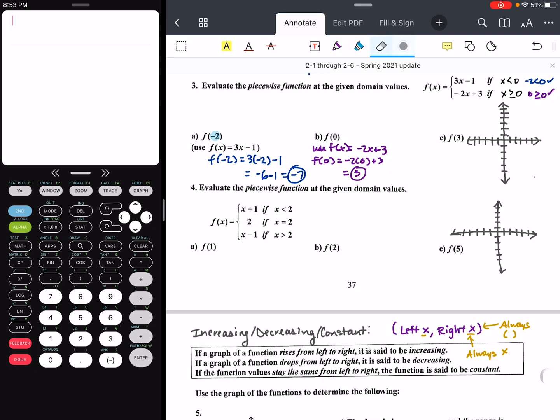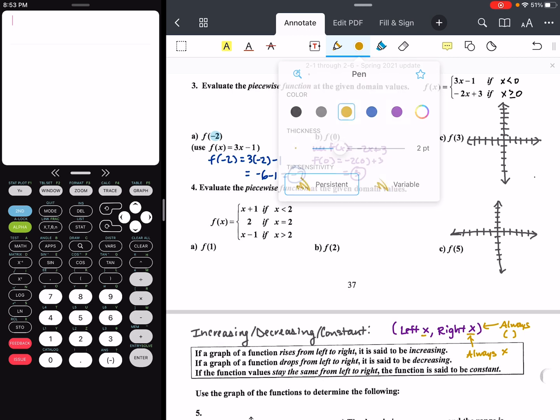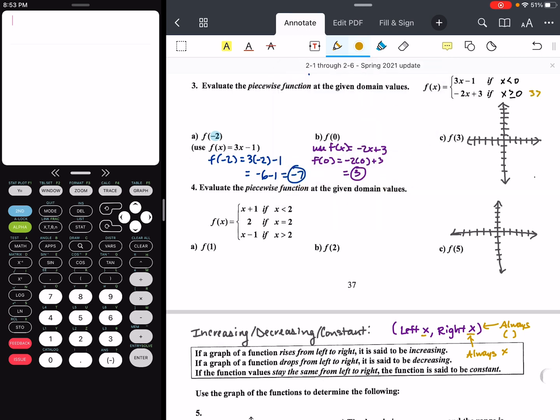And for f of 3, it's true that 3 is greater than or equal to 0. So we're again going to use that second piece of the function. So for f of 3, this will be negative 2 times 3 plus 3, which is negative 6 plus 3, which gives me negative 3.